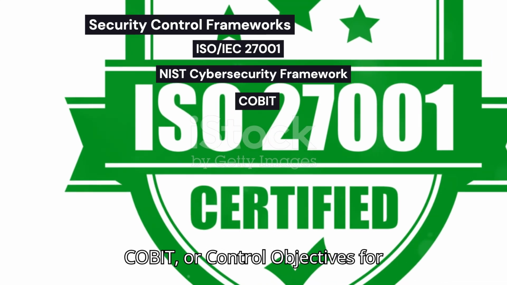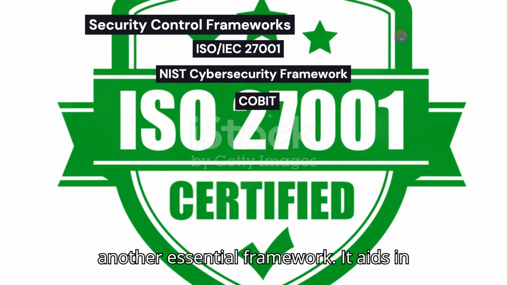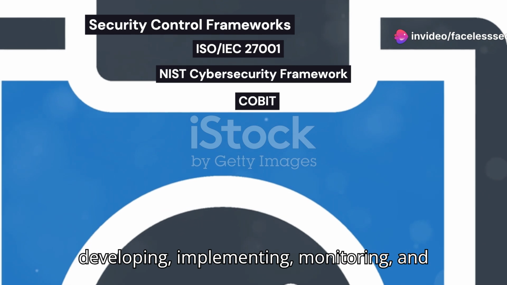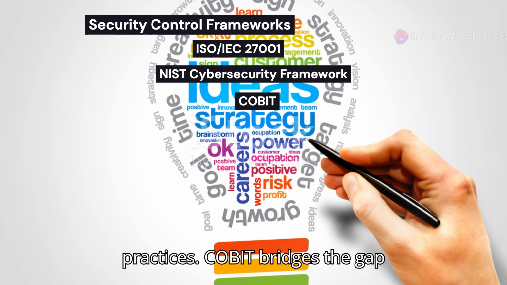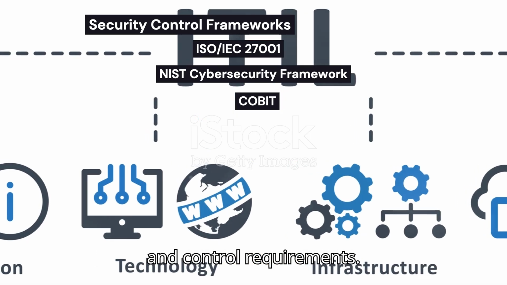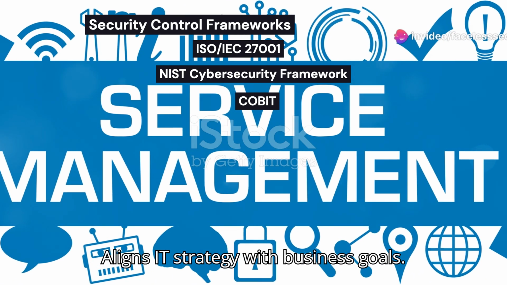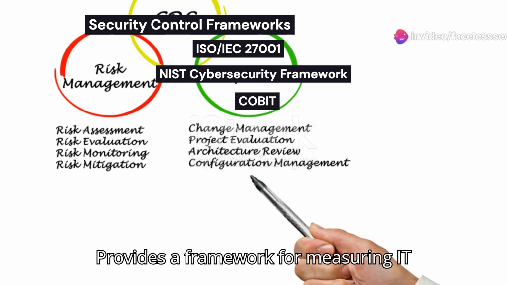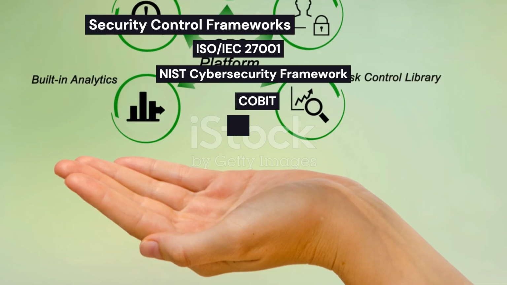COBIT, or Control Objectives for Information and Related Technologies, is another essential framework. It aids in developing, implementing, monitoring, and improving IT governance and management practices. COBIT bridges the gap between technical issues, business risks, and control requirements. Benefits of COBIT include: aligns IT strategy with business goals, provides a framework for measuring IT performance, enhances decision-making processes.